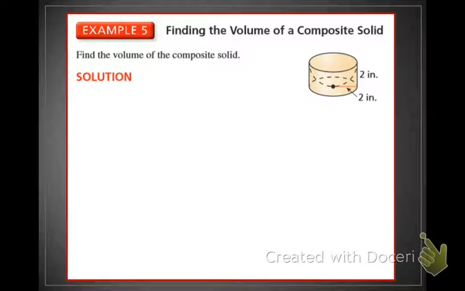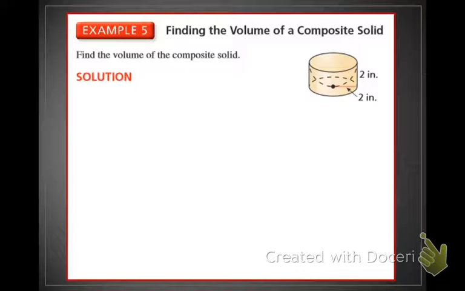Sure. Okay. Find the volume of the composite solid. This is our last one we're doing together. So I see that there are two objects. Are they adding to each other or taking away from each other? They're taking away from each other. It's not like there's a cone up here that would be adding. There's not.